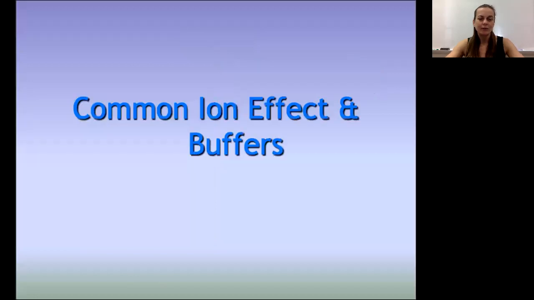All right, so buffers really rely on that common ion effect. And you guys remember when we talked about equilibrium that when we had a common ion, that caused a shift in the equilibrium reaction. So a buffer relies on the fact that the common ion effect can help us in this circumstance to keep the concentration of hydrogen ion, and therefore pH, very, very stable.